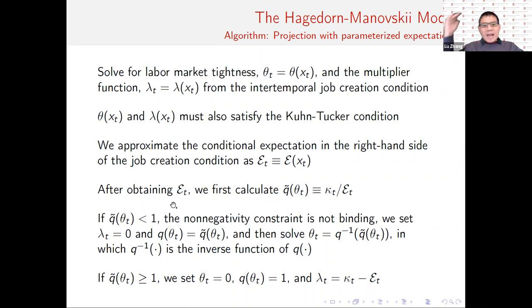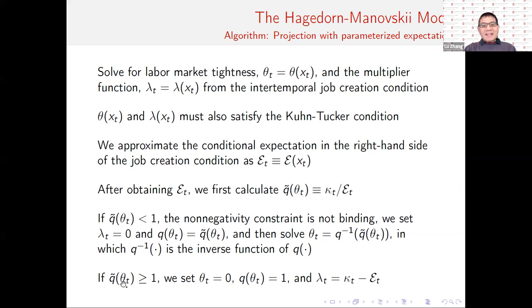So after we calculate the conditional expectation, we first calculate this Q tilde function, which is basically the unit cost of vacancy divided by the conditional expectation. If that Q tilde probability is below one, then we know everything is cool, so there's no extra complication to worry about. In other words, the non-negativity constraint for vacancy is not binding, and then we know that the Lagrangian multiplier ought to be zero. And then we just set Q tilde to be Q and use the inverse function of the vacancy filling rate to back out the labor market tightness.